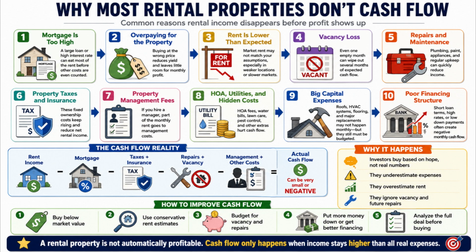To improve cash flow, investors need to buy below market value, use conservative rent estimates, budget for vacancy and repairs, put more money down or get better financing, and analyze the full deal before buying. In the end, a rental property is not automatically profitable. Cash flow only happens when income stays higher than all real expenses. So, before buying any rental property, always do the math carefully and make sure the numbers work in real life, not just in your imagination.